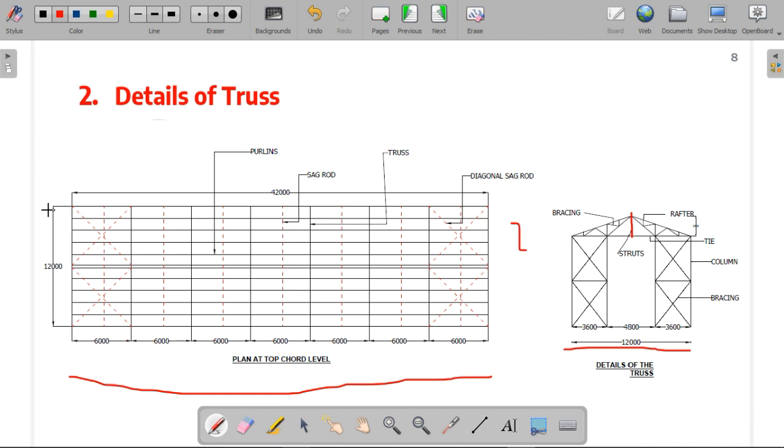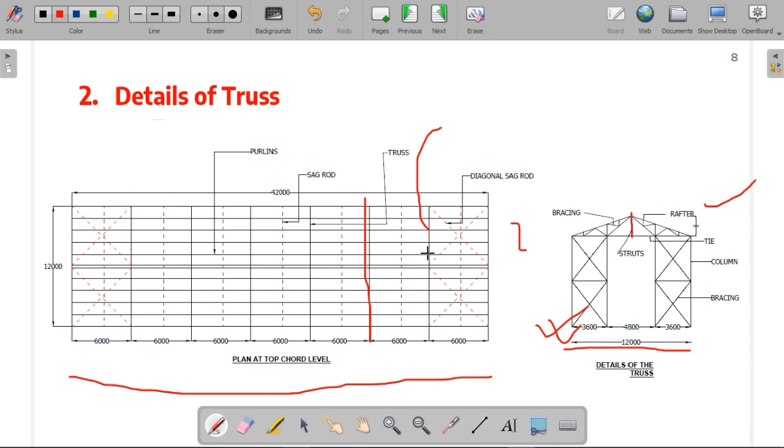So for this 42 meter length, this 12 meter span, and this 2 meter rise, we have this kind of a truss. The truss is spaced at a 6 meter distance, which is 6000 mm. So at an interval of 6 meter, you will find one truss of similar configuration. We'll try to design this particular truss, and the elements of the truss such as the rafters. So this is the rafter that you can see, which is indicated over here.